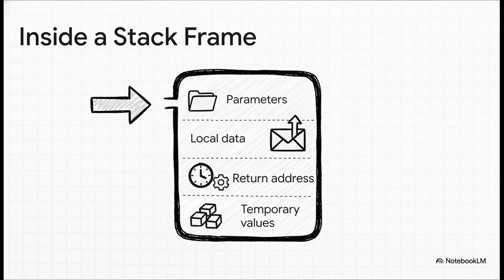A stack frame holds all the context for that one function call. It's got the inputs, any local variables it creates, but the most crucial piece of information, the absolute VIP, is the return address. You can think of it like a bookmark or a GPS coordinate, telling the computer exactly where it needs to go back to once this current function is done.